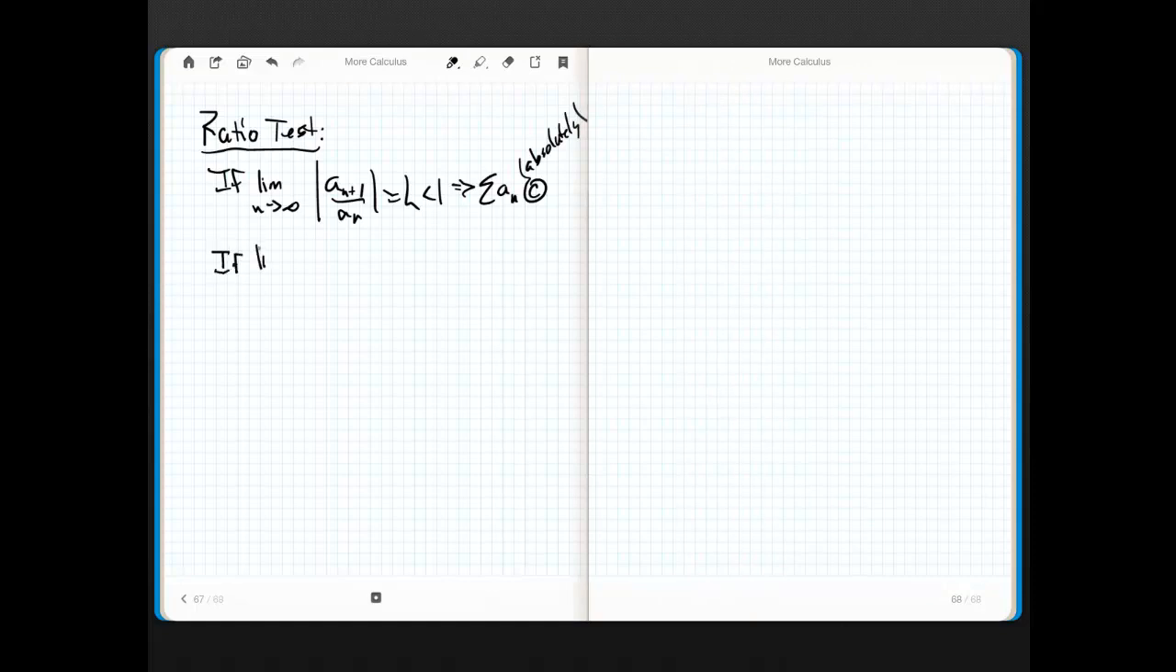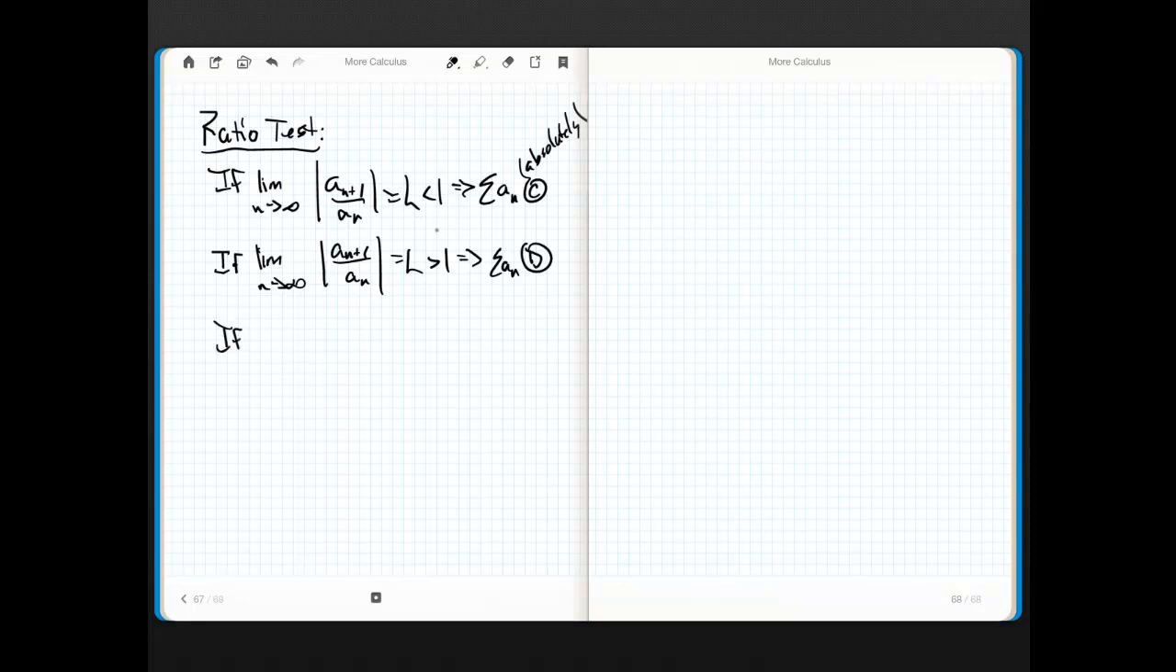If the limit as n goes to infinity of the absolute value of a sub n plus 1 over a sub n is equal to L, which is greater than 1, this implies that the series a sub n diverges. It's a wonderful piece of information. I'll explain why in just a sec. You may already have a sneaking suspicion.